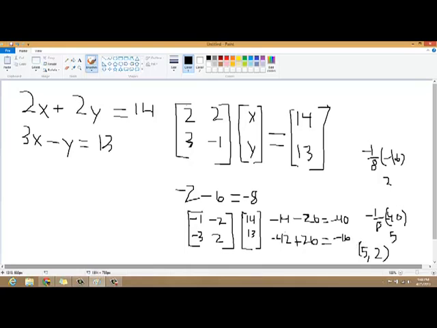Alright, and that is how you solve a system of equations with a matrix. Yeah. Okay, the end.